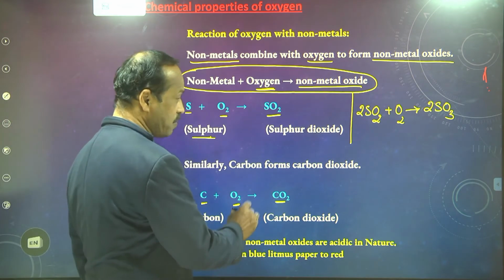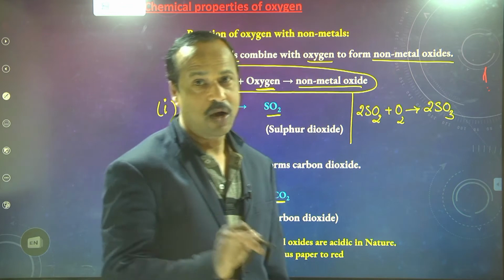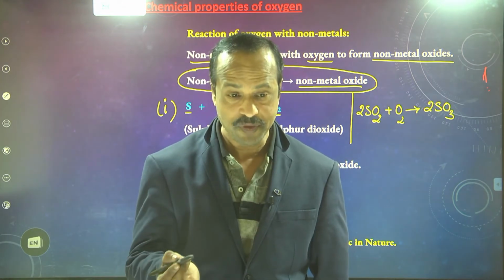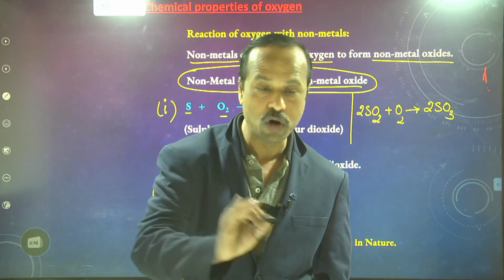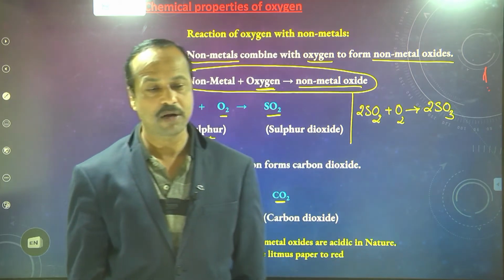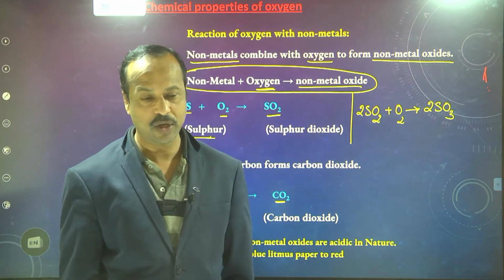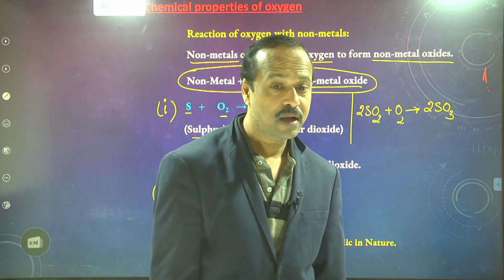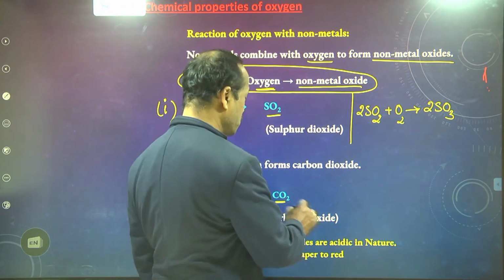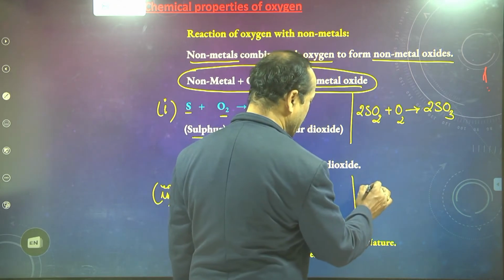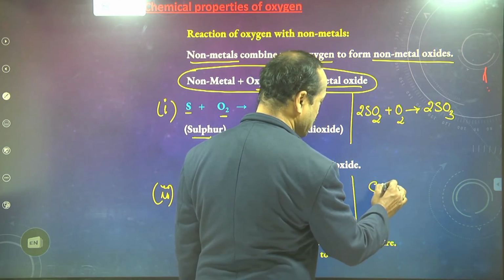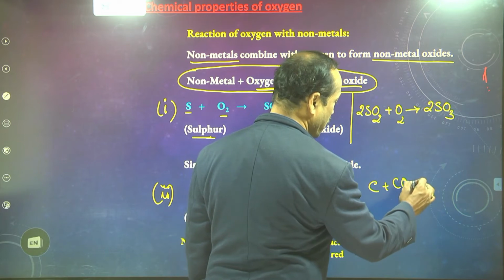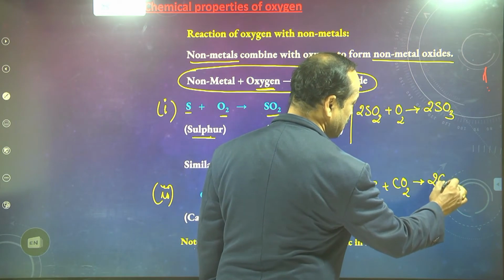And even carbon can form two types of oxides. One is called carbon dioxide, and the second one is called carbon monoxide. Carbon can form two types of oxides. One is carbon dioxide, and the second is carbon monoxide. Dioxide is what? Two oxygens are there. So you can write it like this also: C plus CO2 gives rise to 2CO.